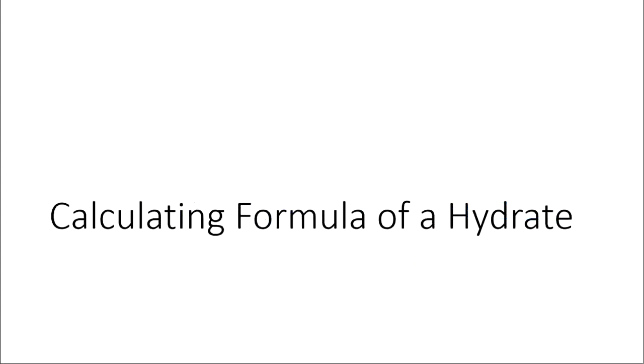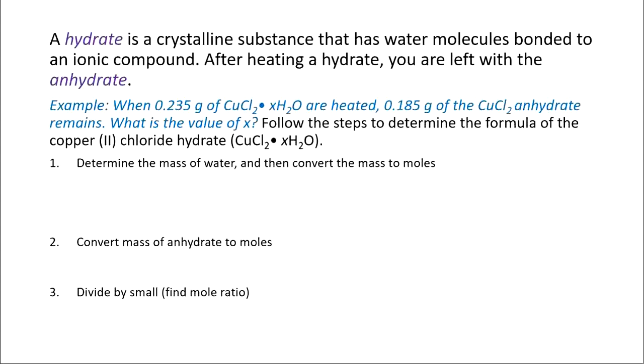Next, let's take a look at calculating the formula of a hydrate. So remember that a hydrate means that a substance has water molecules that are bonded to the ionic compound. Just think that it's attached. It's not like a liquid substance, but it's just these crystal water molecules that are attached to this ionic compound. So after we heat a hydrate, then you are left with what we call an anhydrate. So anhydrate means without water and hydrate means with water. So let's take a look at this example.